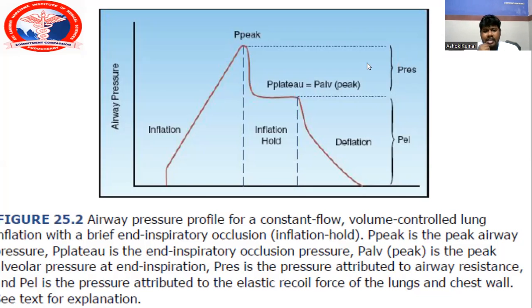This figure shows the airway pressure profile at constant flow in volume control inflation. With a brief inspiratory occlusion, inflation is over, and that is the plateau pressure. Ppeak is the peak airway pressure. Pplateau is the inspiratory occlusion pressure. Palveolar is the peak alveolar pressure at end inspiration. Presistive is the pressure attributed to the airway resistance, and Pelastic is the pressure attributed to the elastic recoil force of the lung and chest wall.